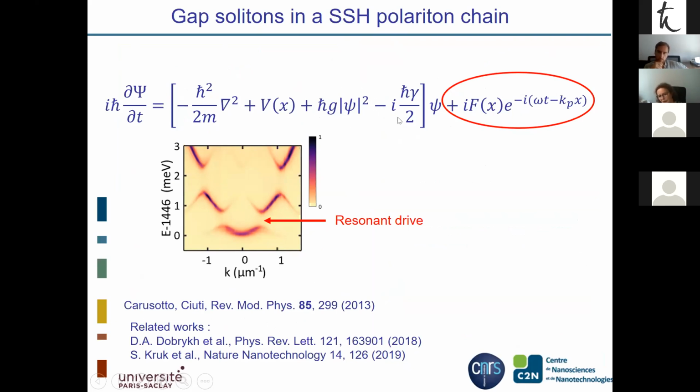There is here a term describing the dissipation. So this is the escape of photons because of the finite linewidth of your polariton mode. And then there is this term, which is a resonant drive. So it's an external light that enters the cavity with an amplitude f that we control, a phase that we control, and a wave vector that we control. And the frequency omega is also controlled. So we drive the system resonantly.